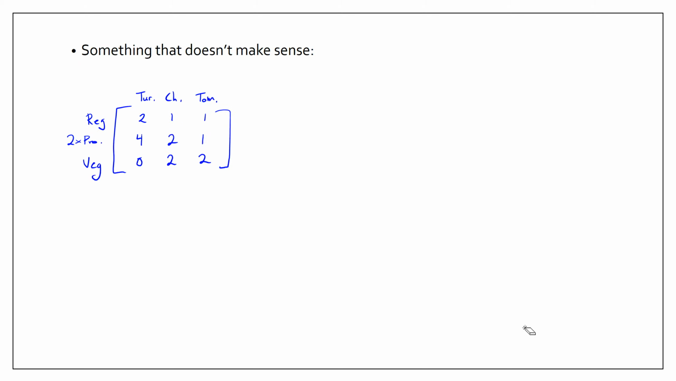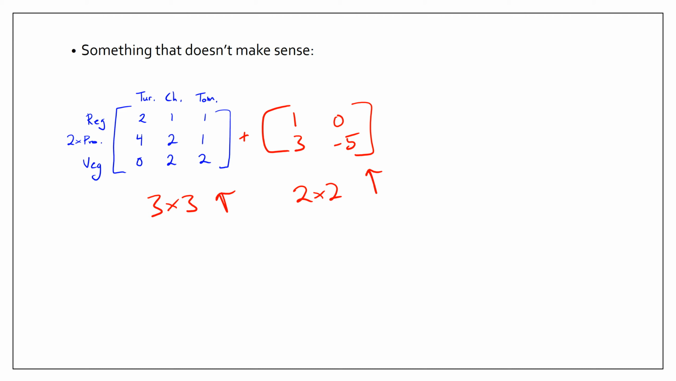Something that doesn't make sense is adding a matrix to this matrix that just doesn't really correspond. So for example, we said that this was a 3 by 3 matrix. Let's say I'm adding a 2 by 2 matrix to it. So that's 2 rows and 2 columns. Maybe it's 1, 0, 3, negative 5. Does it make sense to add this matrix to this matrix? Well, no, it doesn't. There aren't corresponding entries. Like, what does this negative 5 match up with? Does it match up with this one? Or since it's kind of in the second row and second column, does it match up with this one? The point is a big fat question mark.